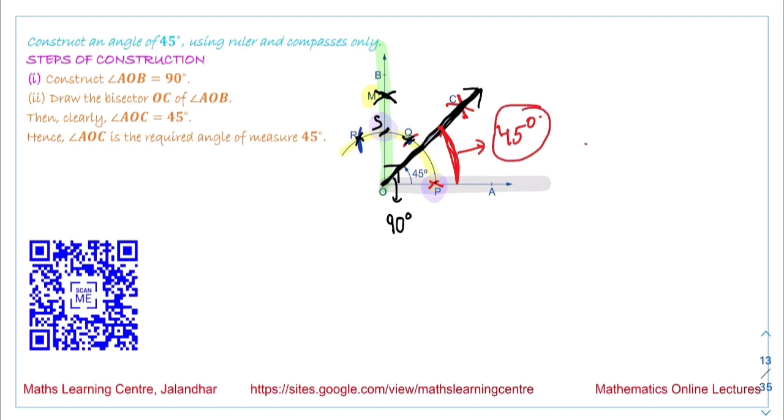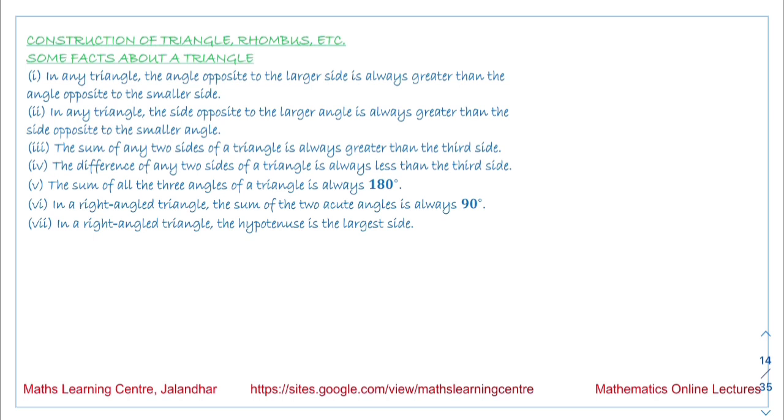Now the next thing that we are going to do is the construction of triangles, rhombus and some other figures. In this, the first thing we have is some facts about a triangle. First, in any triangle, the angle opposite to the larger side is always greater than the angle opposite to the smaller side. These results we have already discussed in our chapter on triangles.